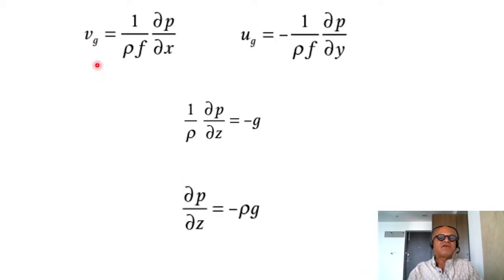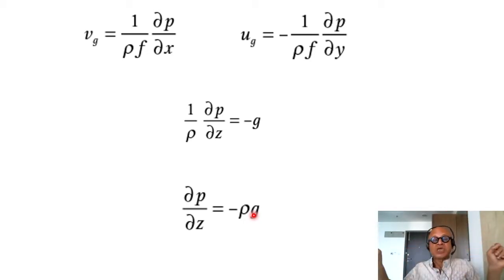Okay, so geostrophy can be written as V geostrophic equals 1 over rho f dp dx, and U geostrophic is minus 1 over rho f dp dy. And of course in the vertical we have the hydrostatic balance, 1 over rho dp dz equals minus g, and we can write that as dp dz equals minus rho g. So this is saying that the pressure at any depth is just equal to the weight of the water above plus the sea level pressure.